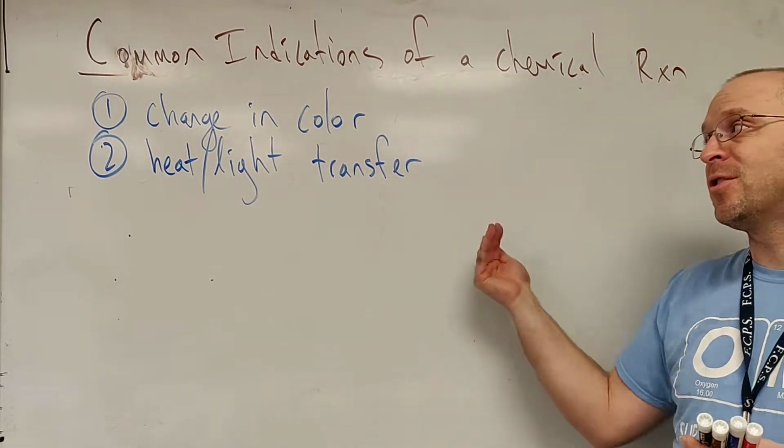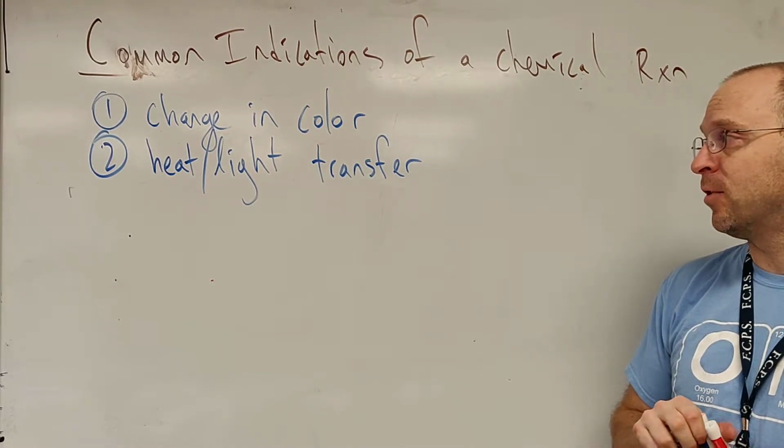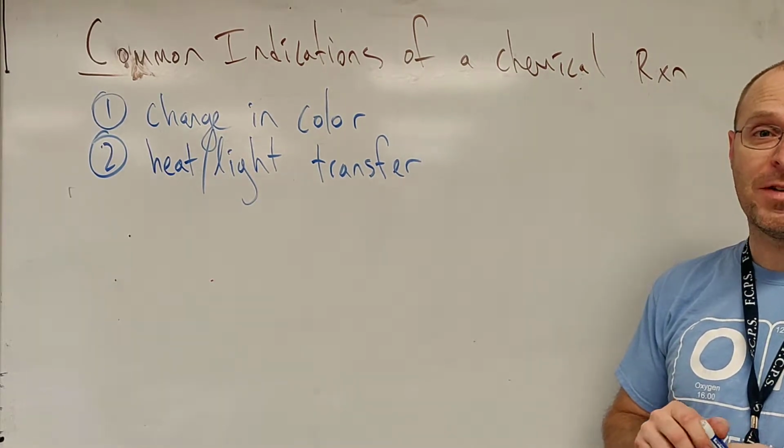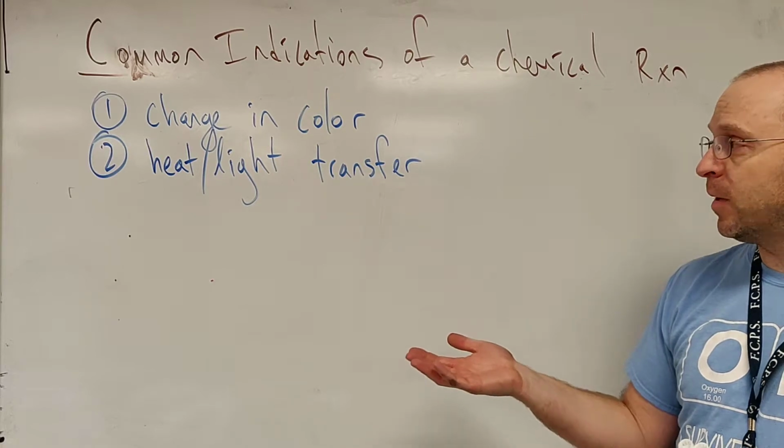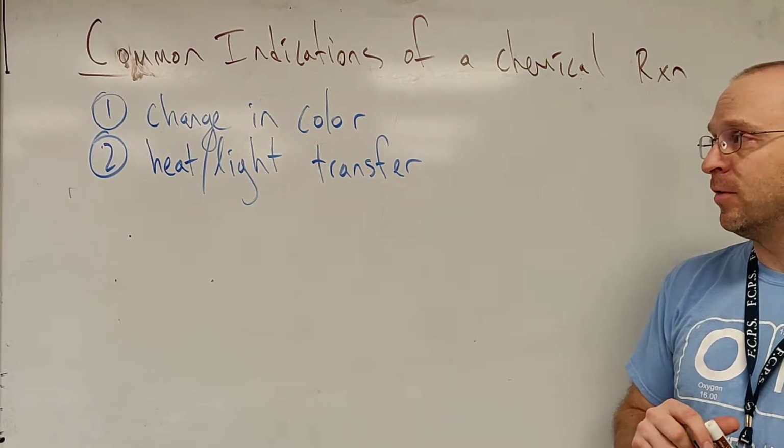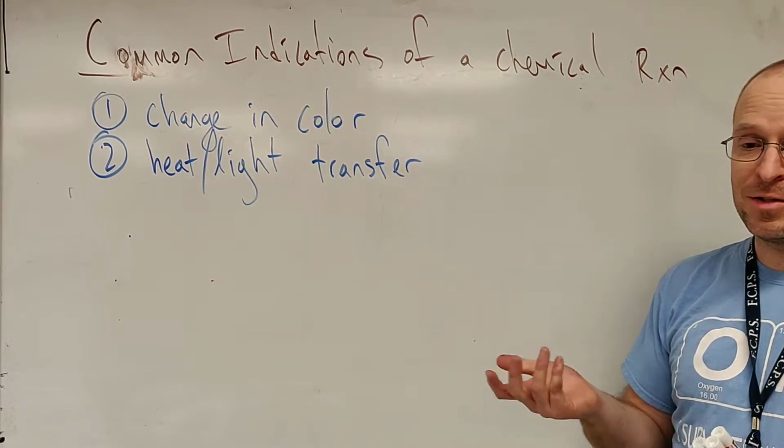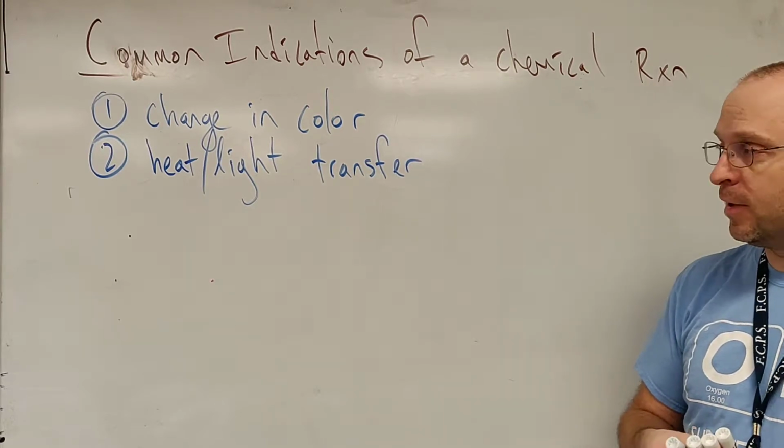Now, you can have physical changes that involve heat and light transfer, like if you heat up a piece of metal. It may glow in the visible spectrum, and it may give off a bunch of heat, but the catch is it's still that piece of metal, like a piece of iron.